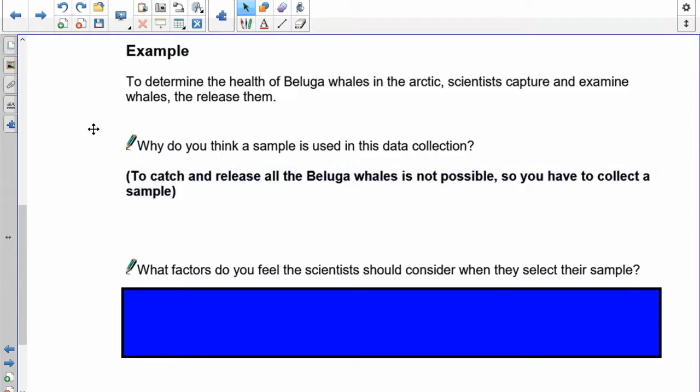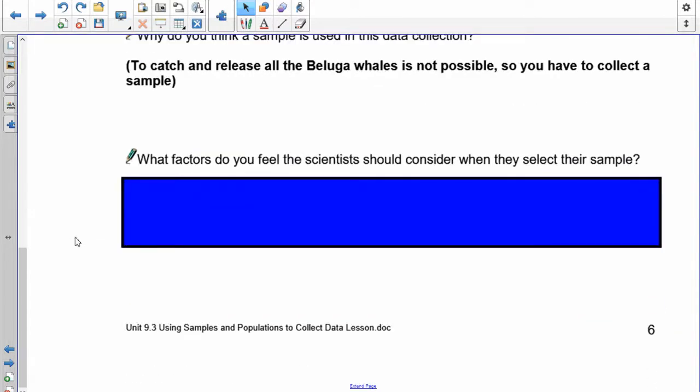The beluga whales in the Arctic are all over the place. You cannot locate them all. You can't catch and release all the beluga whales. It's just not possible. So to do that, you have to have a sample. Now, what factors do you feel the scientists should consider when they select their sample? So pause the recording and tell me, what should the scientists consider when they choose their sample?